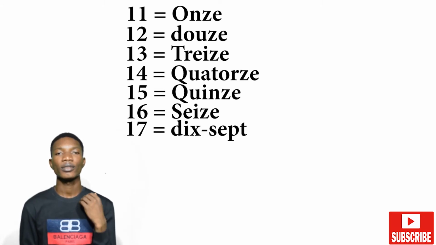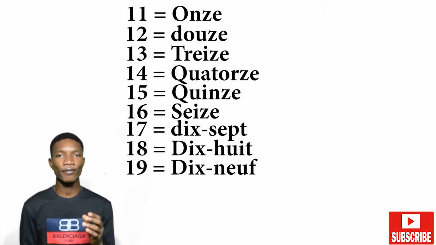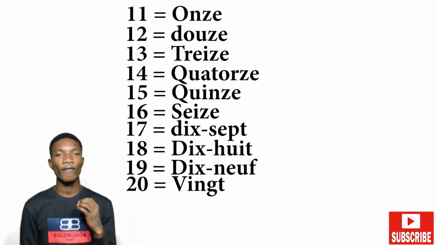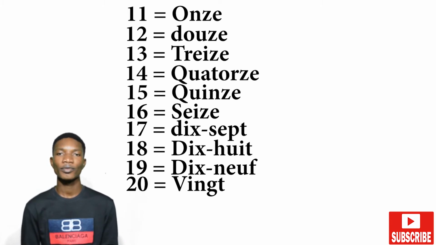17 is dix-sept. 18 is dix-huit. 19 is dix-neuf. While 20 is vingt. Now from 20 it is easy. You know that 20 is vingt.